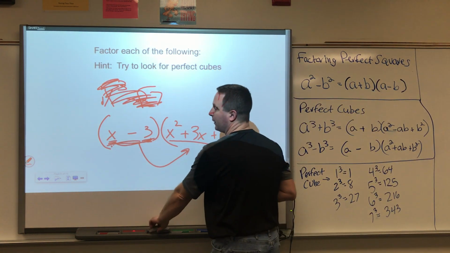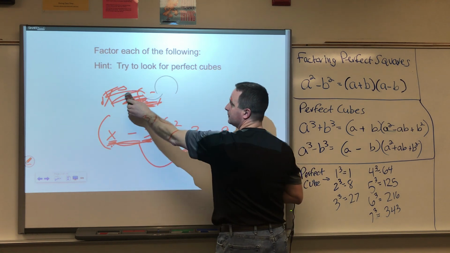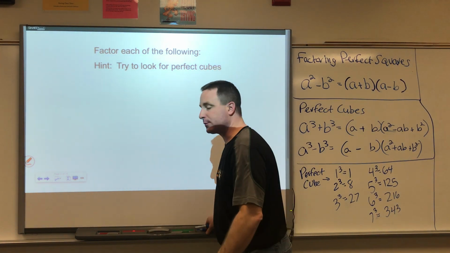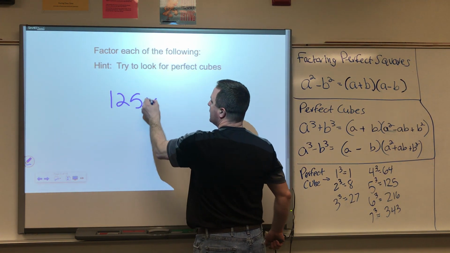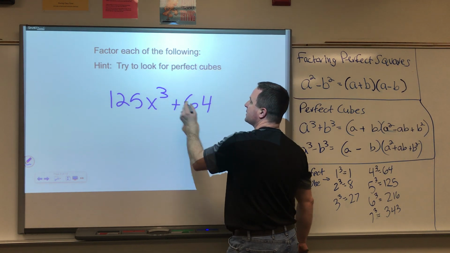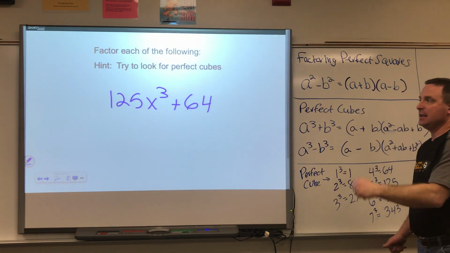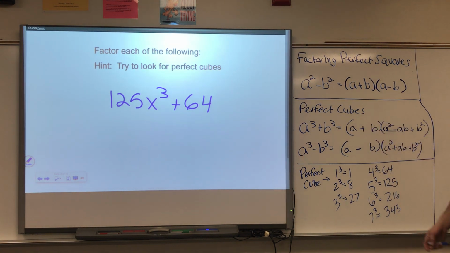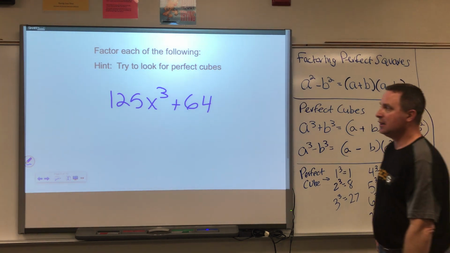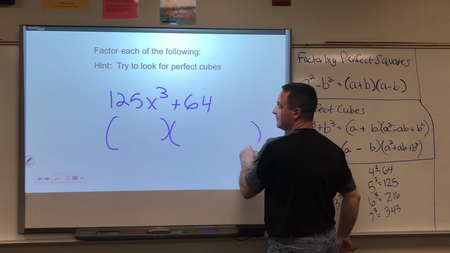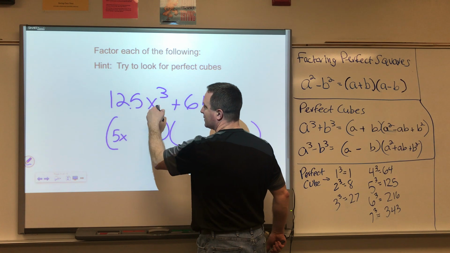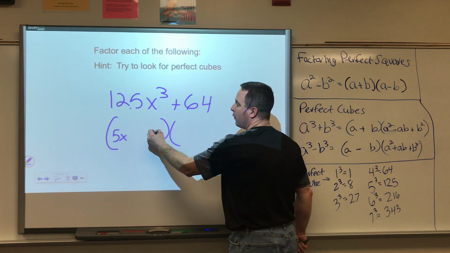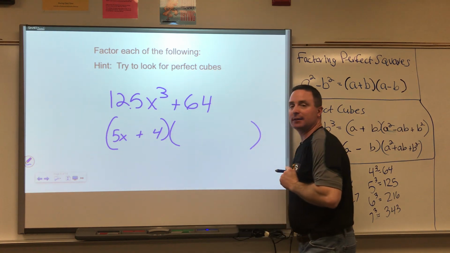Let's try another one of these. They get easier as we practice them. How about this one? 125x cubed plus 64. I only see two terms, so I ask myself, are they perfect cubes? Is 125 a perfect cube? Yep. And is 64 a perfect cube? Yes. So I can factor it. To find the first part, I'm going to cube root 125, which is 5x, and I'm going to cube root 64, which is 4, and I keep the sign.